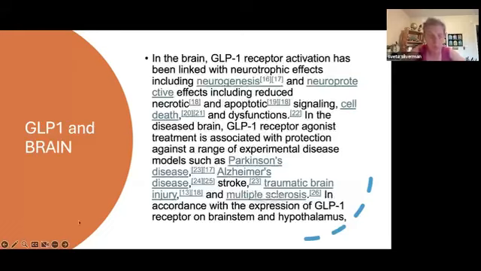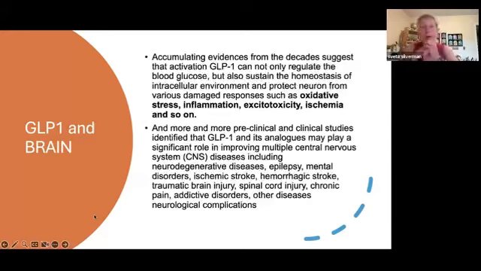Now, there we go. I told you I would be talking about synergy. Accumulating evidence suggests that activation of GLP-1 can not only regulate blood glucose, but sustain homeostasis, or the livelihood, of neurons, brain cells, from various damage, such as oxidative stress, inflammation, excitotoxicity, ischemia, aka not enough oxygen. And here's another thing.